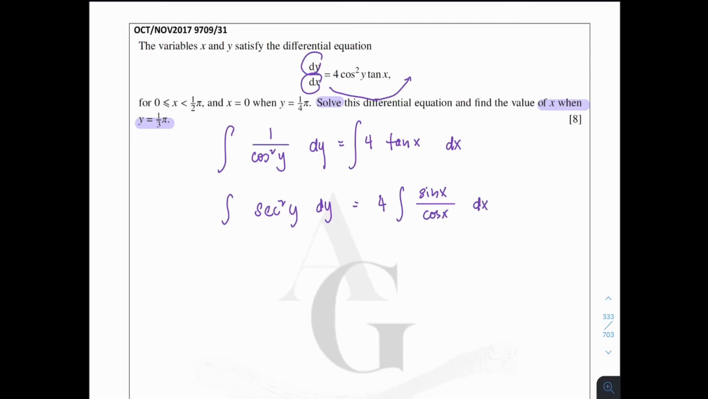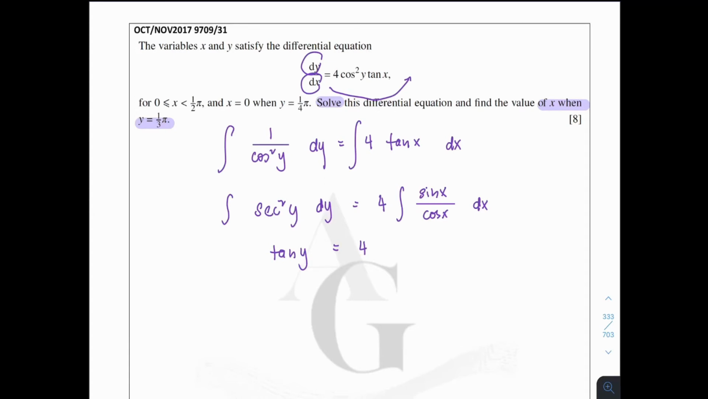So for this chapter, differential equation is actually related to the previous chapter, the integration chapter. So now how to integrate secant square? Secant squared y, when we integrate, we will get tangent y. As for the right hand side, the 4 remains there.